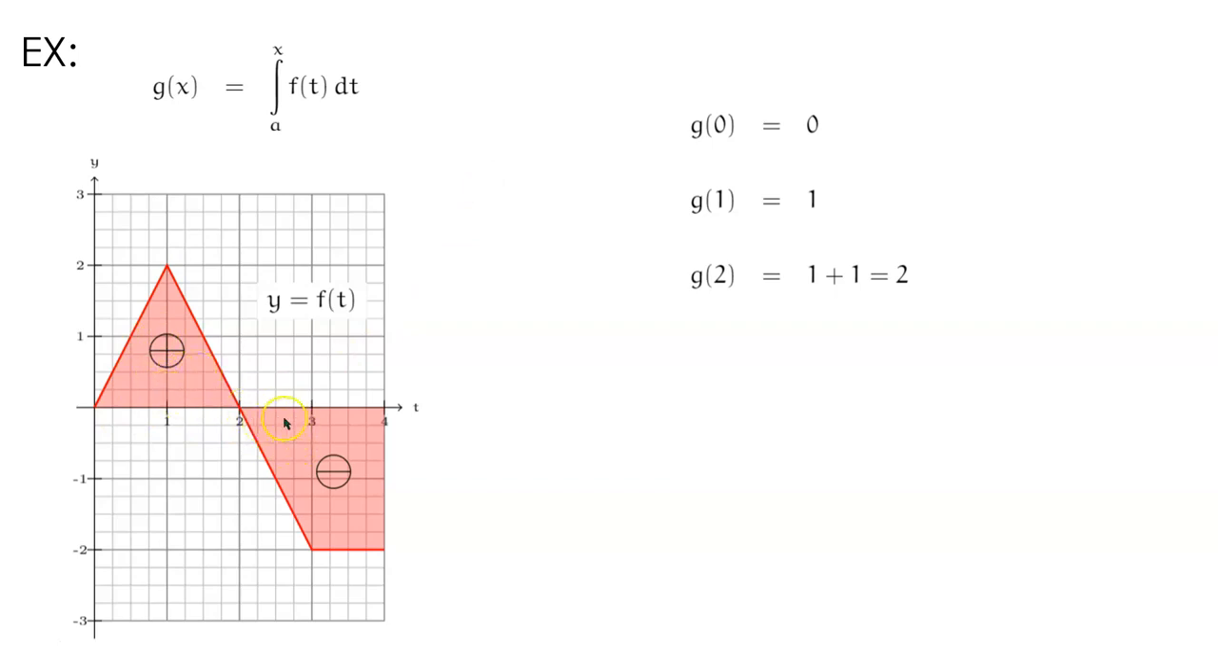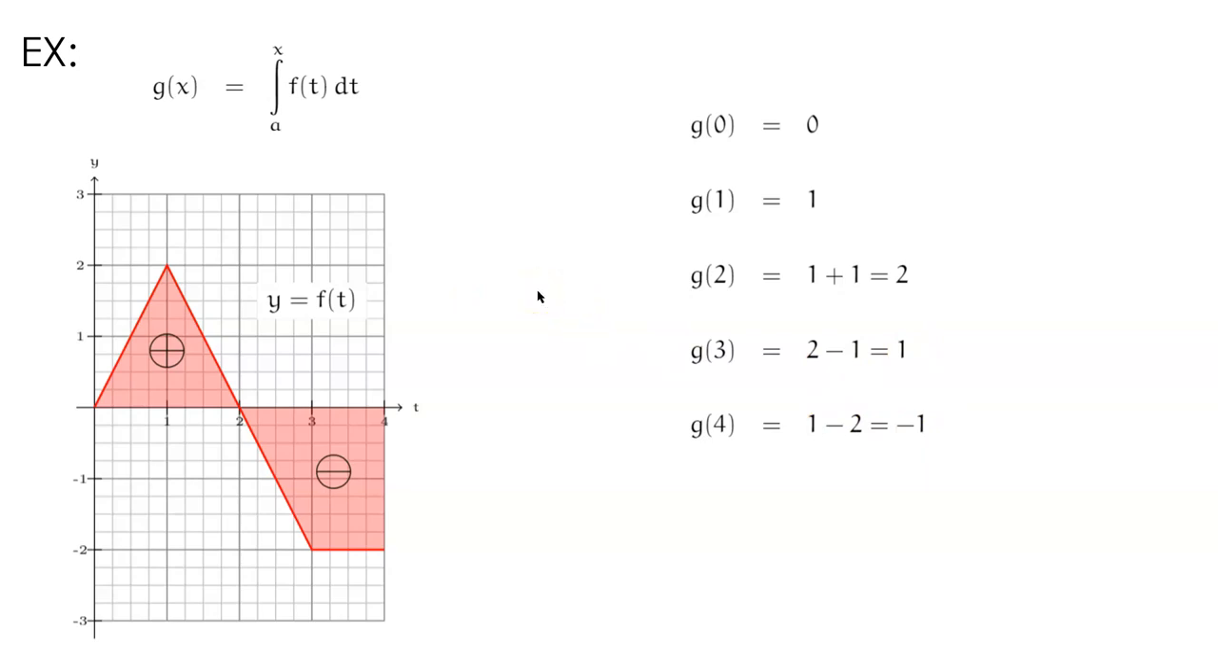Now, if I go from 0 to 3, this area here in this section is 1, but when I integrate it, it's a negative 1. So g of 3 is going to be what I had before, 2, minus the area here, which is minus 1, so I get a 1. And the next step, I'm going to subtract the area that's in this chunk here, and that's negative 2. So I had 1 before, I subtract 2, g of 4 is negative 1.